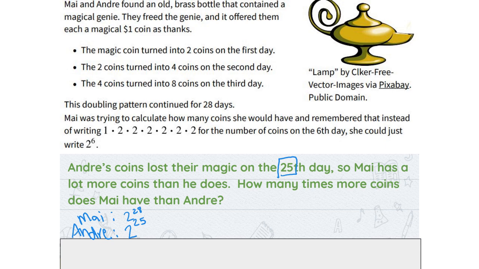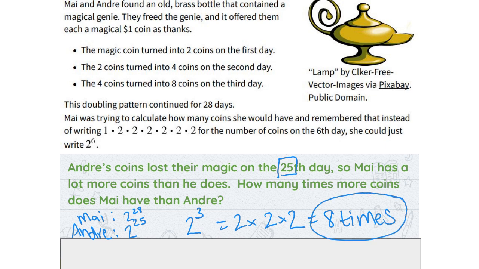So if I looked at the difference. So for May, I would have 2 to the 28th times. And Andre would have 2 to the 25th times. So the difference there is 3, right? So except it's not 3 times more because I still have the base of 2 to the third. So 2 to the third, that would be 2 times 2 times 2. So 2 times 2 is 4. 4 times 2 is 8. So that's actually 8 times more is what that is.